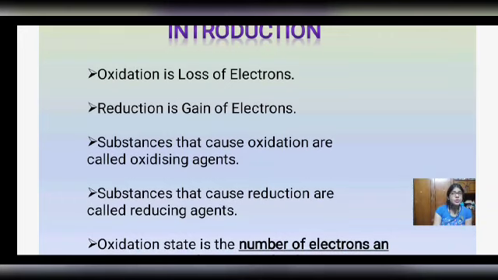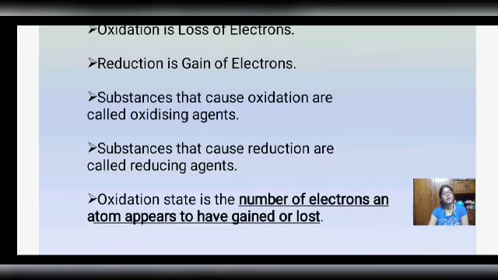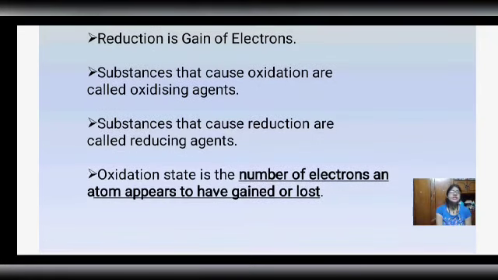Now, the substance which leaves electron is said to be oxidized, and the substance which gains electron is said to be reduced. Oxidation and reduction can be represented in various ways. Loss of electron means oxidation, and an increase in oxidation number means oxidation. On the other hand, gain of electron is reduction, and a decrement in oxidation number is called reduction. Now, this is about oxidation and reduction.